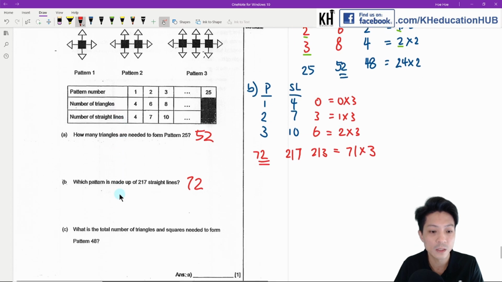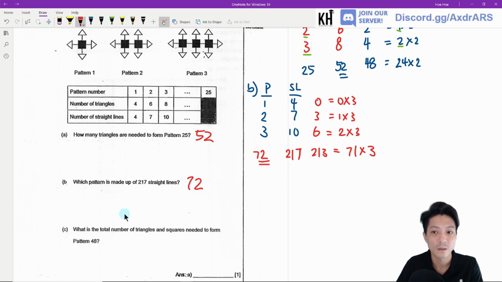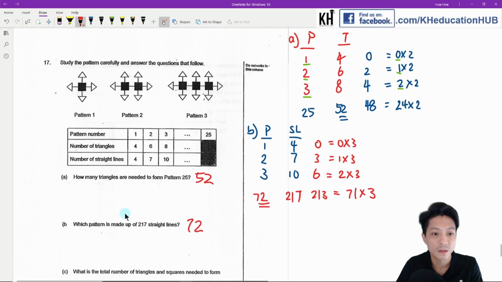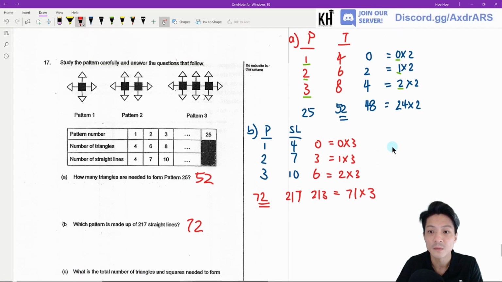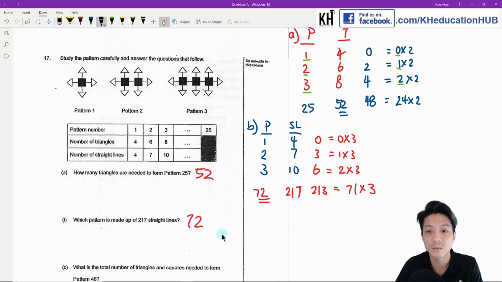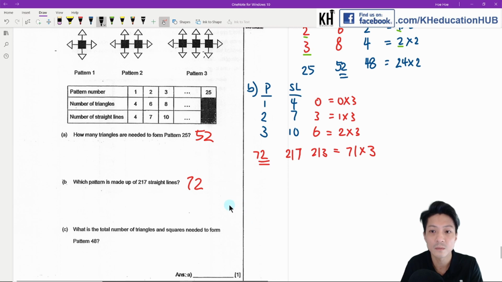For part C, what is the total number of triangles and squares needed to form pattern 48? The number of squares basically follows the pattern number, right? So we just need to find the number of triangles in pattern number 48. I'm going to continue from part A. I can scroll it down here. Pattern number 48, right?